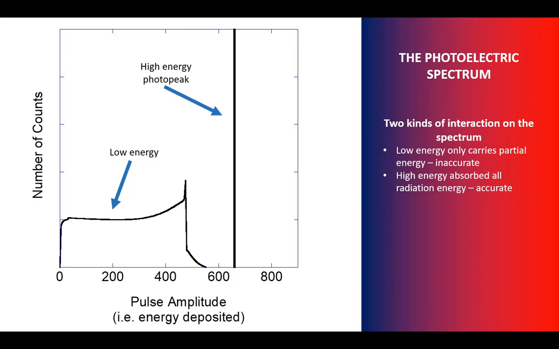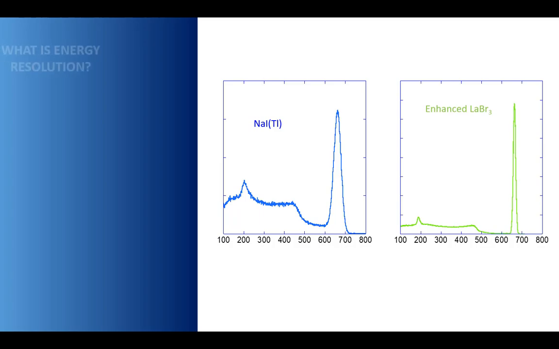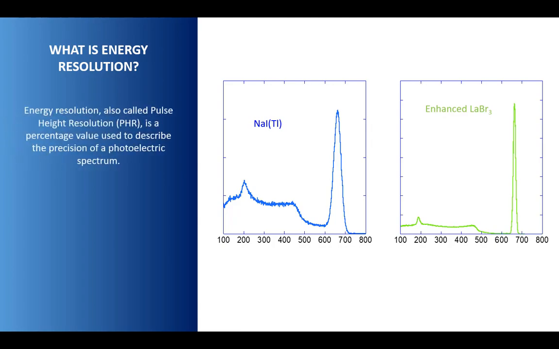Because of several factors, the photoelectric spectrum often contains small inaccuracies that can distort the spectrum. To describe the accuracy of a photoelectric spectrum, we use a measurement called energy resolution. What is energy resolution? It's pretty simple. Energy resolution, also called pulse height resolution, is a percentage value used to describe how precise a photoelectric spectrum is.